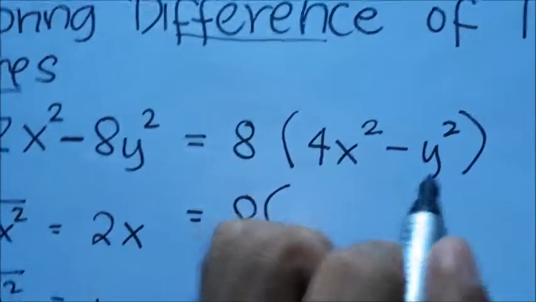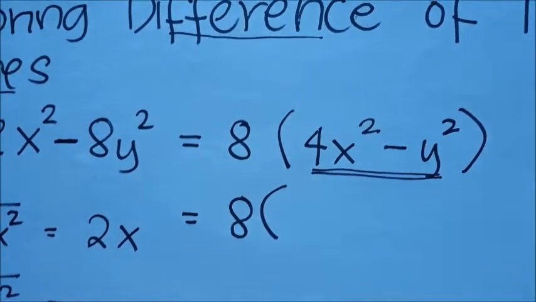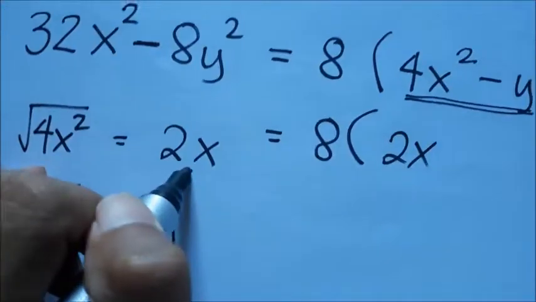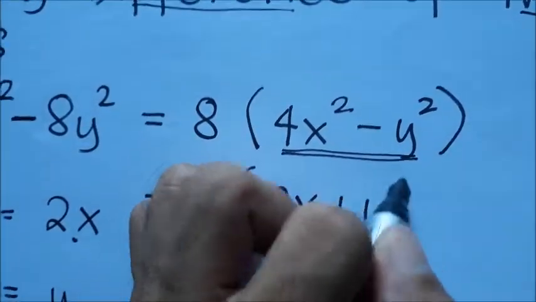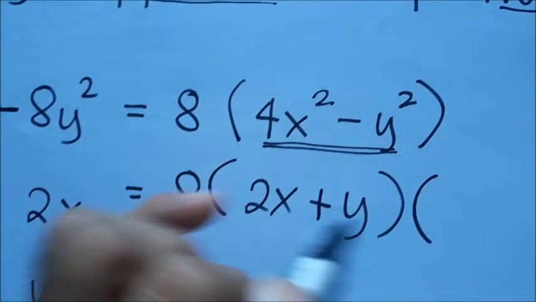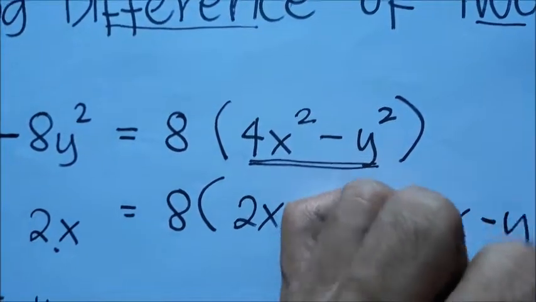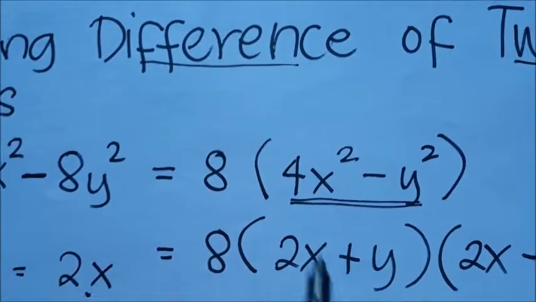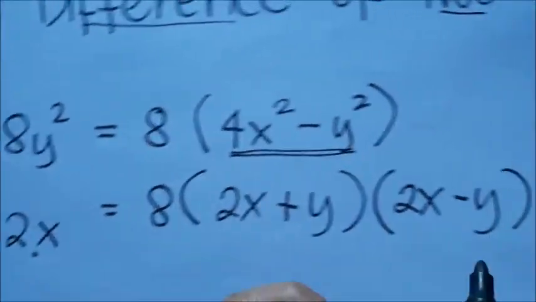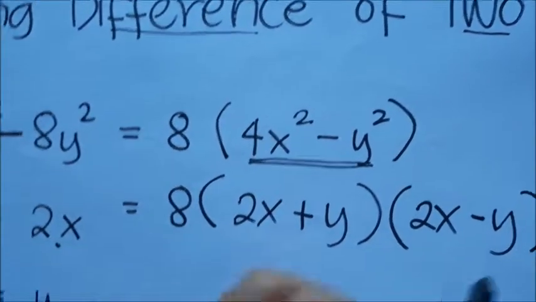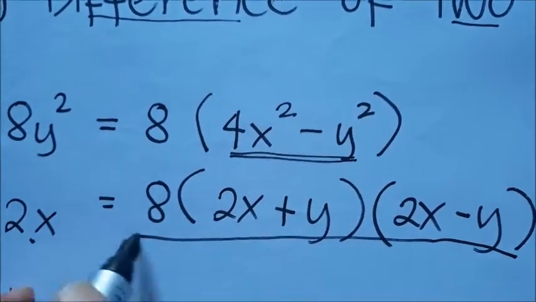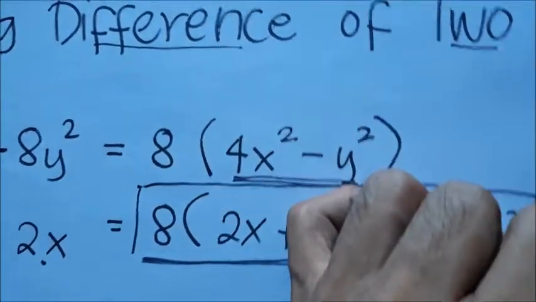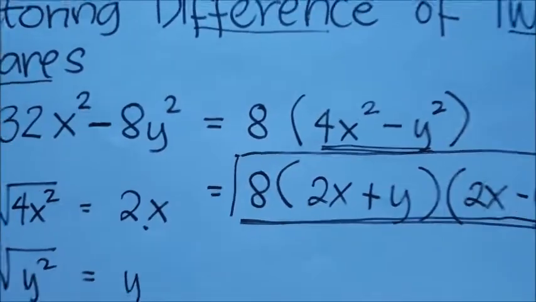So we have yung factored form ng 4x squared minus y squared is 2x, galing yan dito. Then plus y, galing yan dito. Then yung difference nila, 2x minus y. Because the factored form of difference of two squares is actually the sum and difference of the given binomial. So this one is the factored form of 32x squared minus 8y squared.